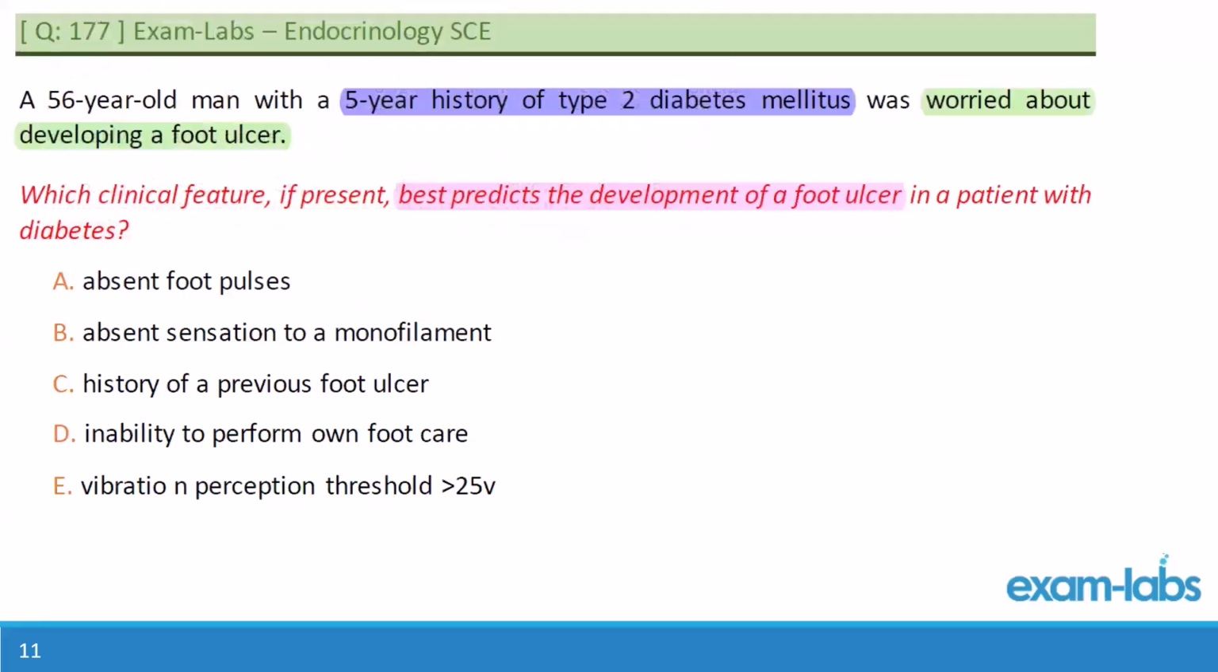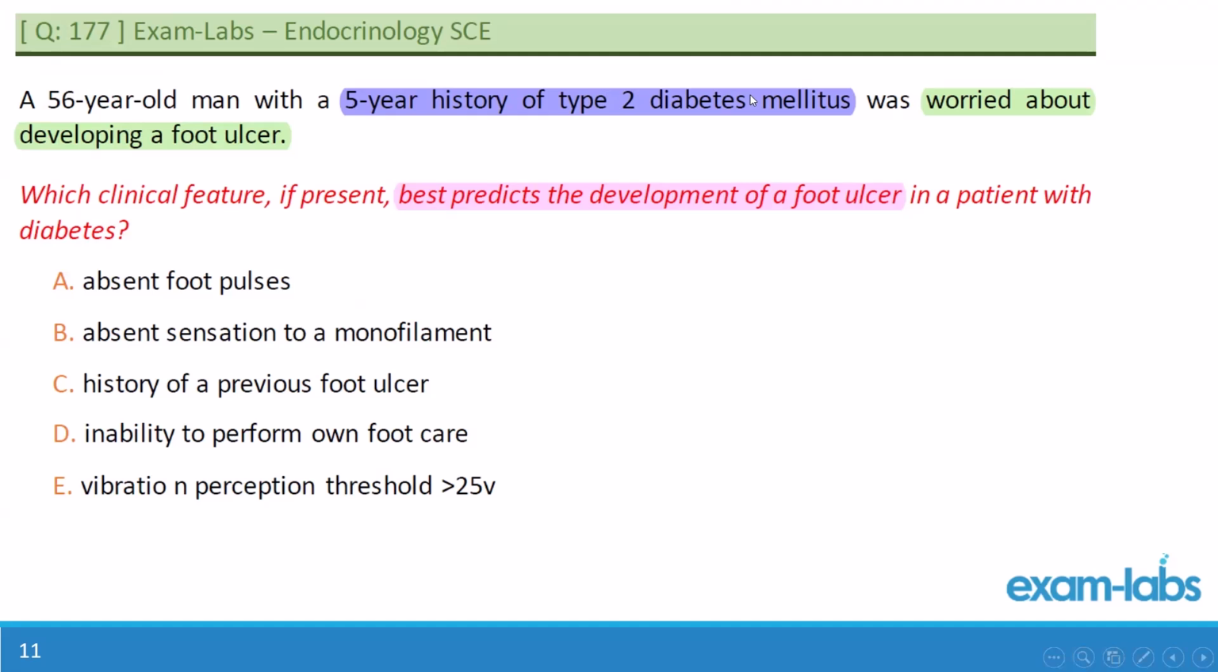A patient with a 5-year history of type 2 diabetes mellitus, worried about developing a foot ulcer. And the question asks what best predicts the development of a foot ulcer in a patient with diabetes. Which one? Absent foot pulse, absent sensation to monofilament, history of previous ulcer, inability to perform foot care, vibration perception threshold more than 25 volts.